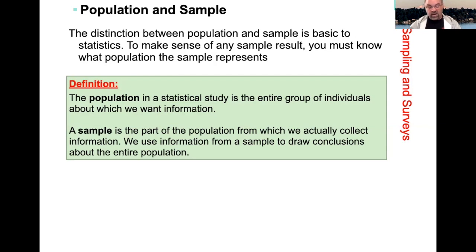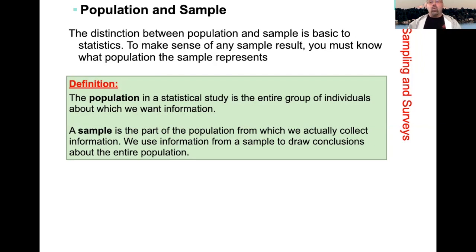Because sometimes we can't get data from the entire population. As you see on the slide here, the sample is the part of the population that we actually collect information from. So in the case of the AstraZeneca trial that's going on right now, they've got a sample size of 50,000 people that they're trying to see if this vaccine is effective on. That's a huge sample, but the population of the planet is so much bigger.